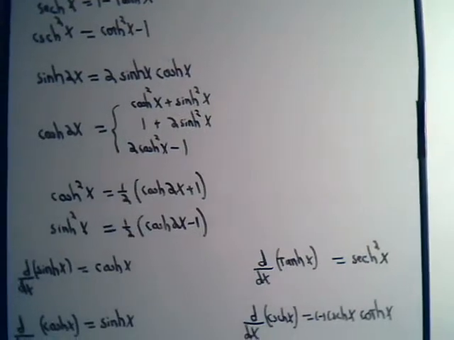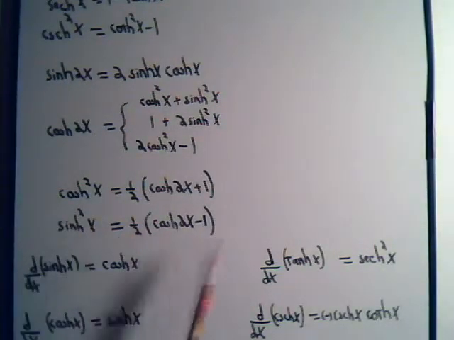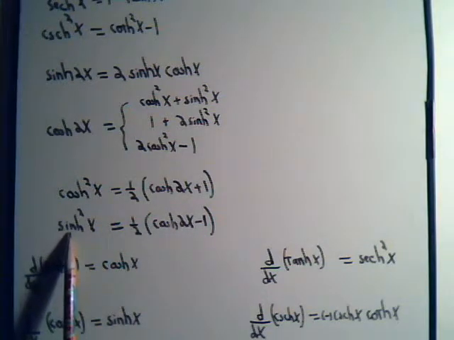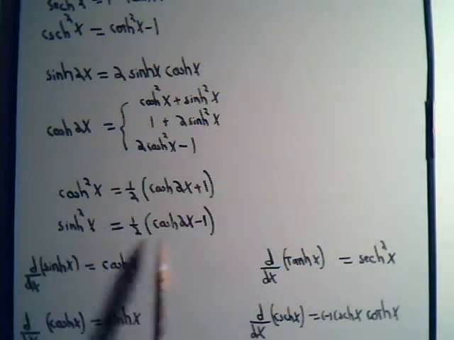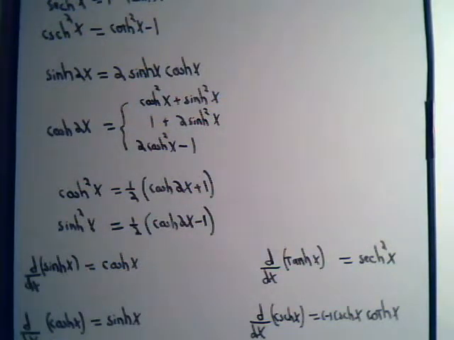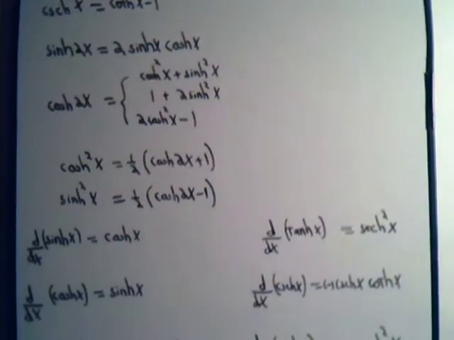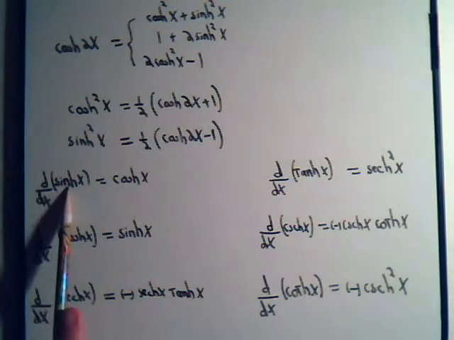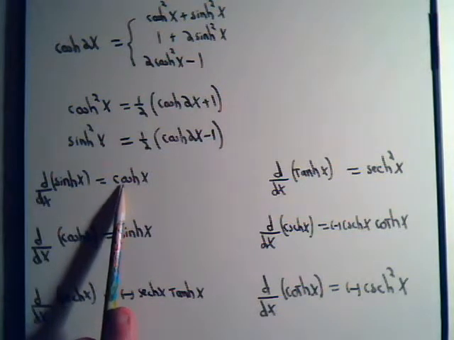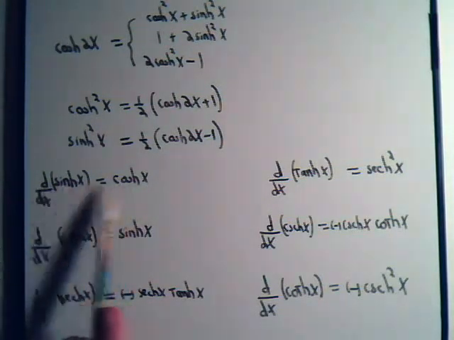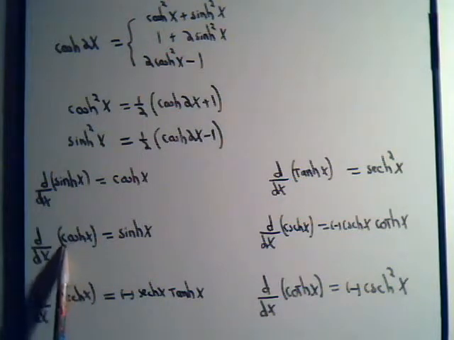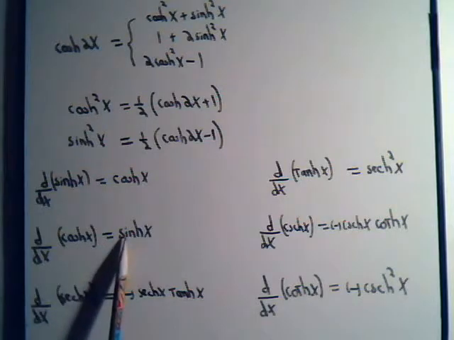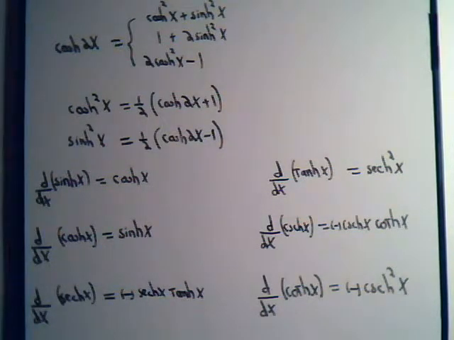And for the hyperbolic cosine squared of x, that's 1/2 the hyperbolic cosine of 2x plus 1. The hyperbolic sine squared of x is very similar, except we have minus 1. And remember some of the basic derivatives here. The derivative of the hyperbolic sine of x is the hyperbolic cosine of x, completely equal to its trig counterpart. But here, the derivative of the hyperbolic cosine of x is plus the hyperbolic sine of x.